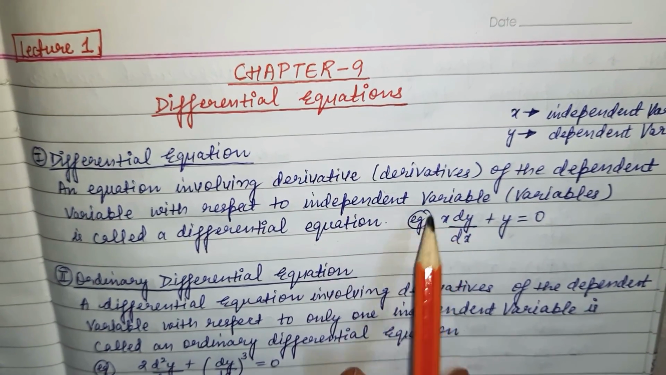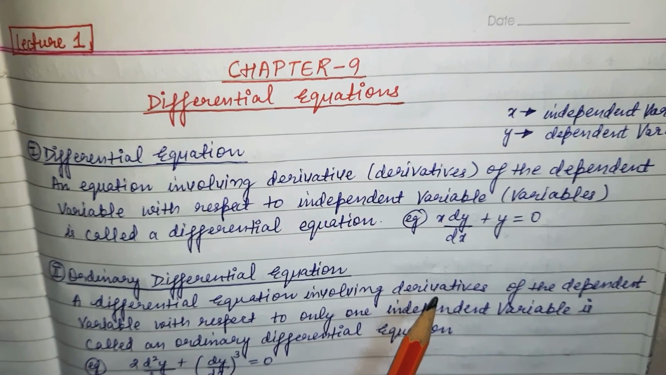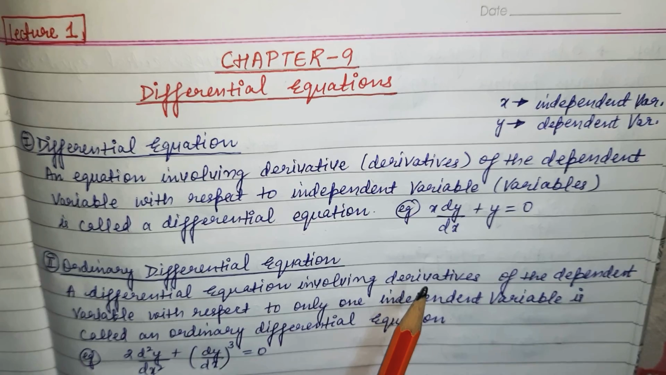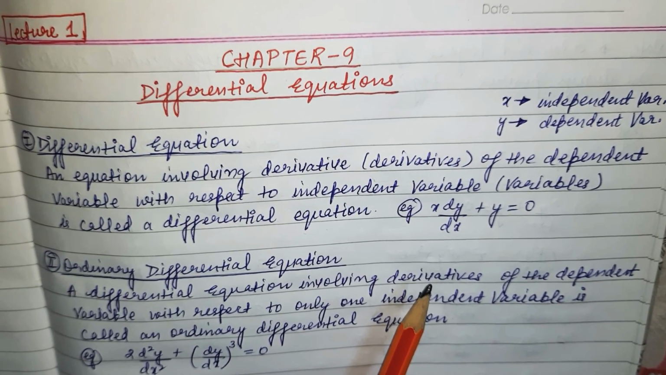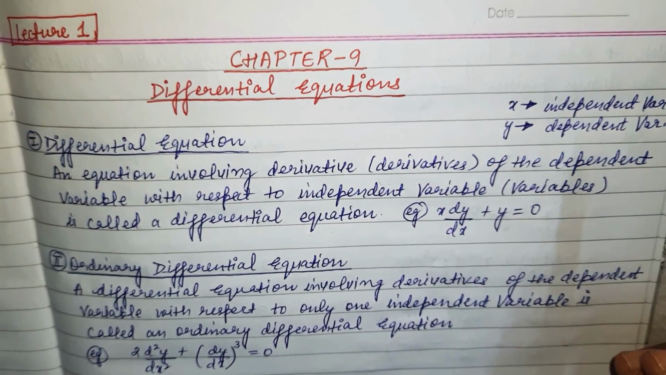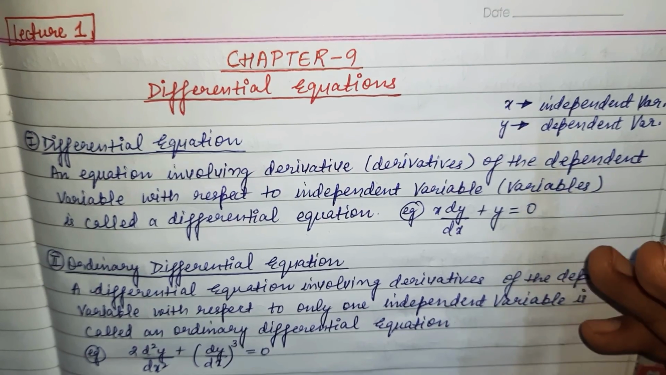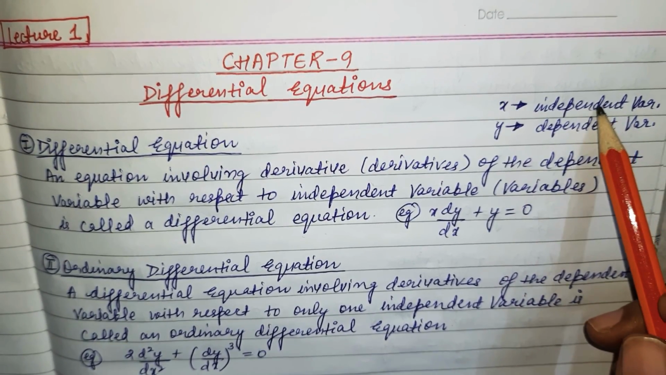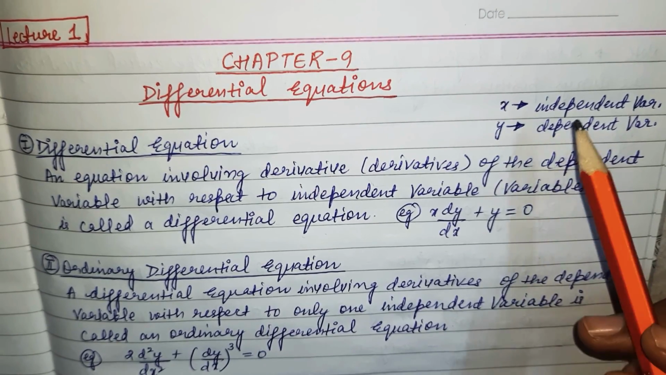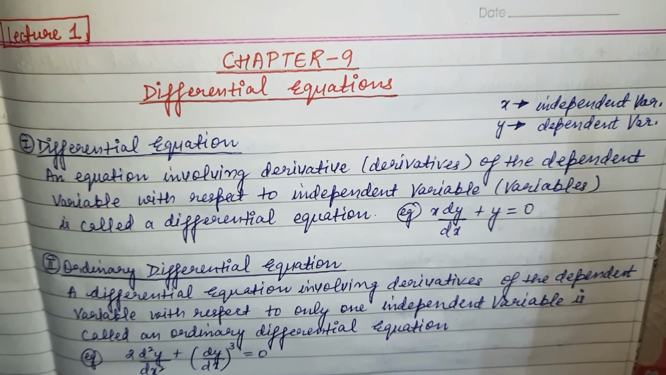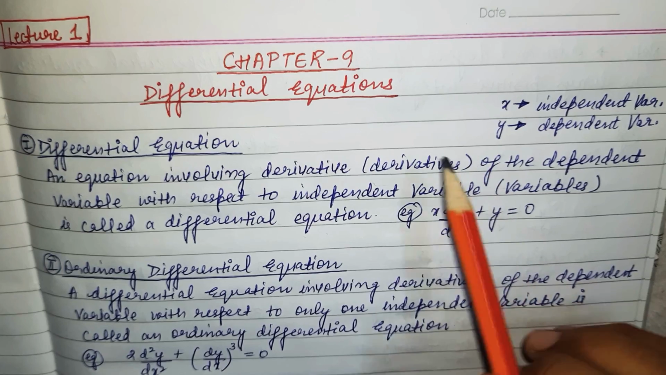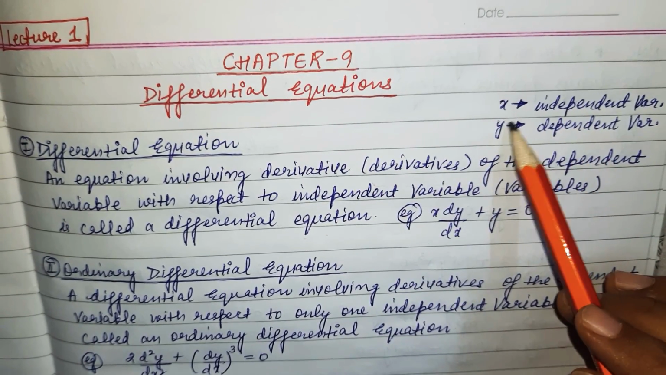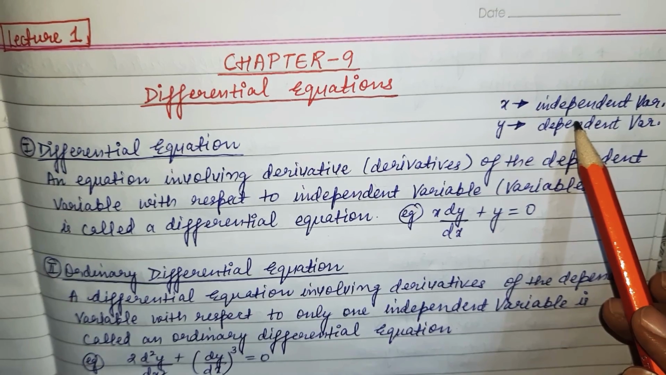That means earlier we used to say, let's suppose I am having sin x plus cos y is equivalent to 0. So this is your normal equation. If I am saying x square minus 3x plus 3 is equivalent to 0, this is your normal quadratic equation where we are using independent variable and dependent variable. Let's suppose we are using only x and y variable. But whenever we are talking about the differential equation, x will be your independent variable, y will be your dependent variable.